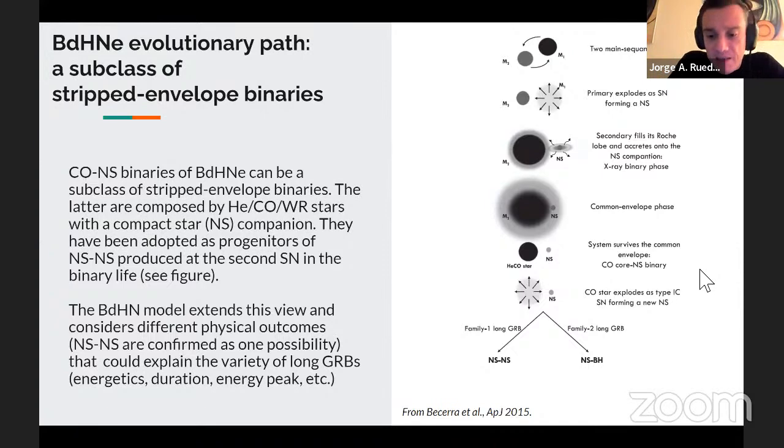So we have a variety. Actually, the system can get disrupted, and the components are just expelled, and you will have two runaway stars. This is another possibility.